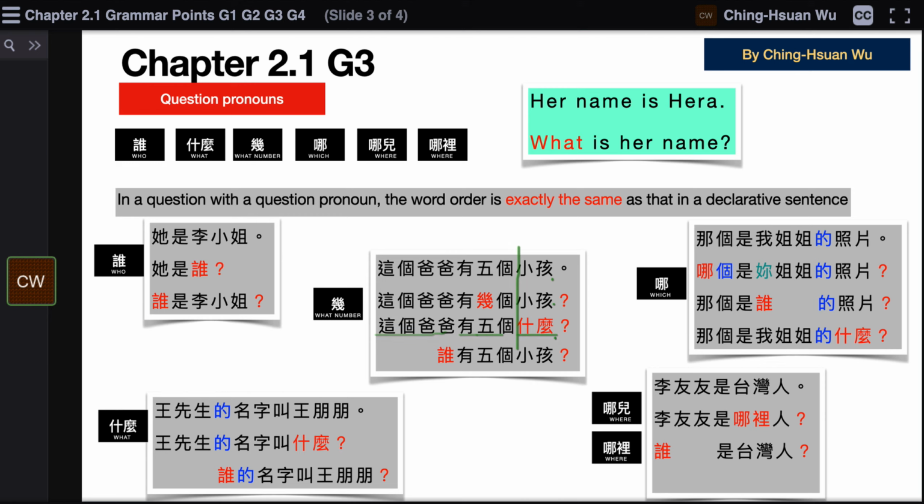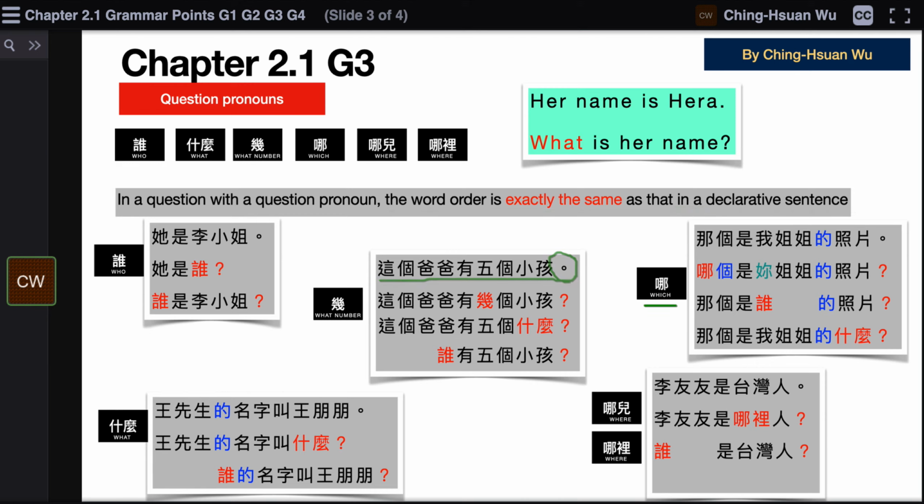Or you heard someone has 5 children. Who? Then you are asking this part of information, and you replace 这个爸爸, which is a person, with 谁. 谁有5个小孩? Again, the word order is exactly the same in a question as that in a declarative sentence. Therefore, if you forget how to make a question, then you can start with a declarative sentence and then simply replace the part of information you want to ask with the correct corresponding question pronoun.